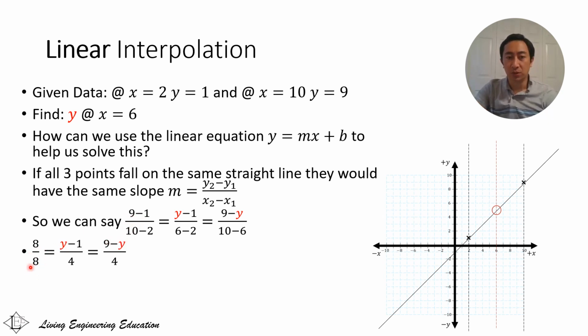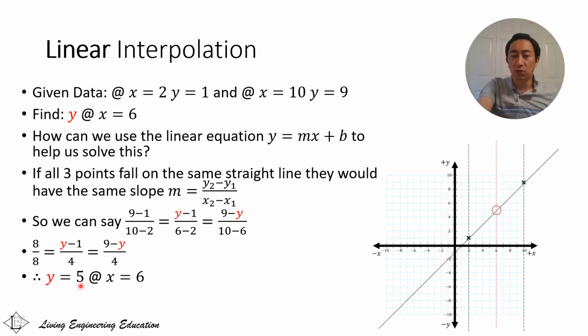That the slope is equal to 1, and so you can either use this and solve it for 1, or this and solve it for 1, and we can see easily that y is equal to 5, right? 5 minus 1 equals 4, so that makes this ratio 1, or 9 minus 5 is equal to 4, and that also makes this ratio equal to 1, right? So we're consistent. So we can see how we can use just equating the slopes to get our unknown y value, and that is all linear interpolation really is.